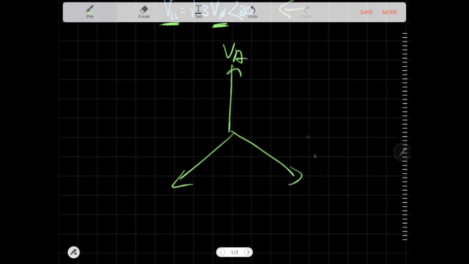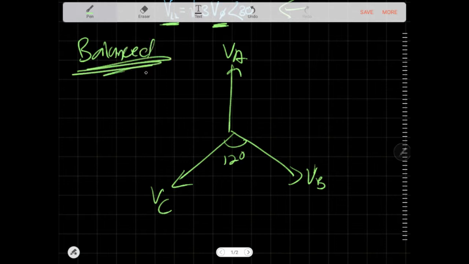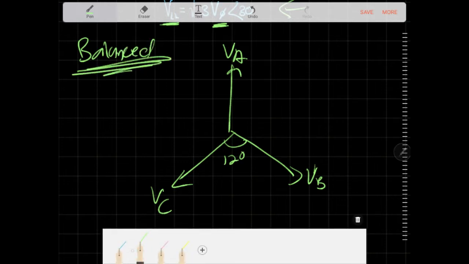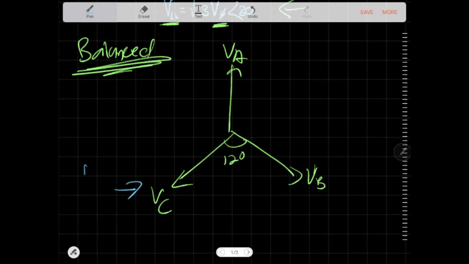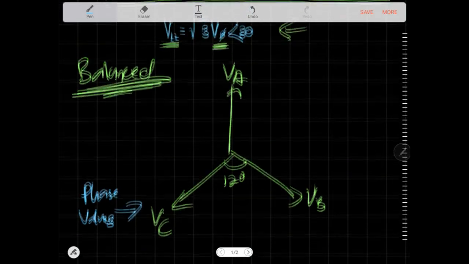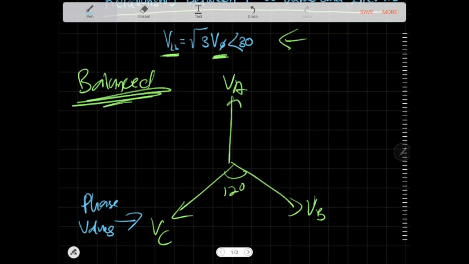Okay, we have this phasor diagram. So let's say VA, VB, and VC. They're all 120 degrees apart, and they're equal because they're called balanced. You can only do this when there's balance, okay? And this is what you call phase values. A line to line value is basically the combination of both things.